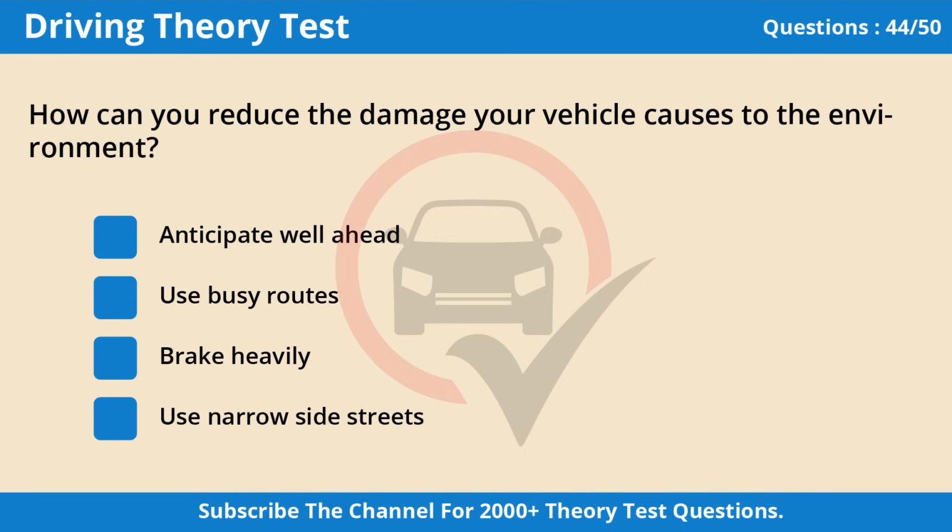Question 44. How can you reduce the damage your vehicle causes to the environment? A. Anticipate well ahead. B. Use busy routes. C. Brake heavily. D. Use narrow side streets.